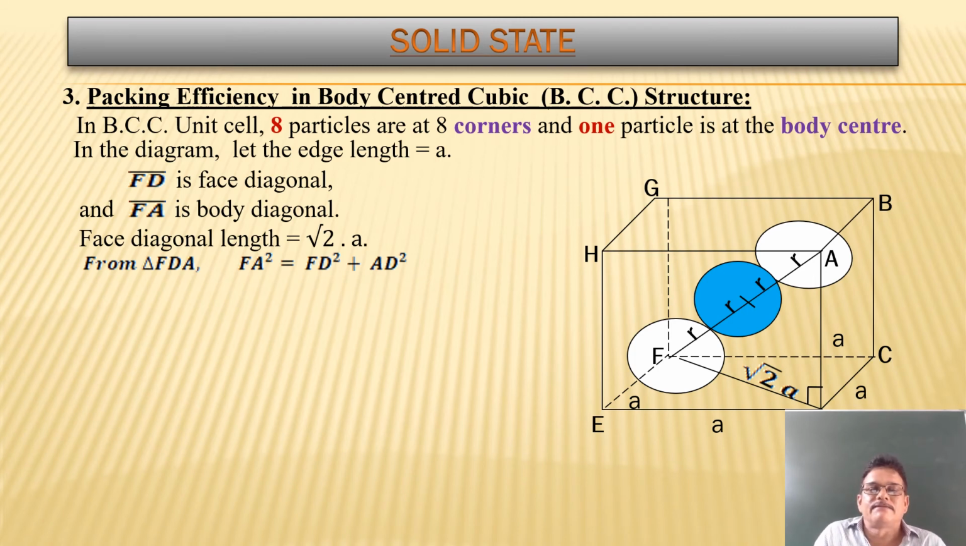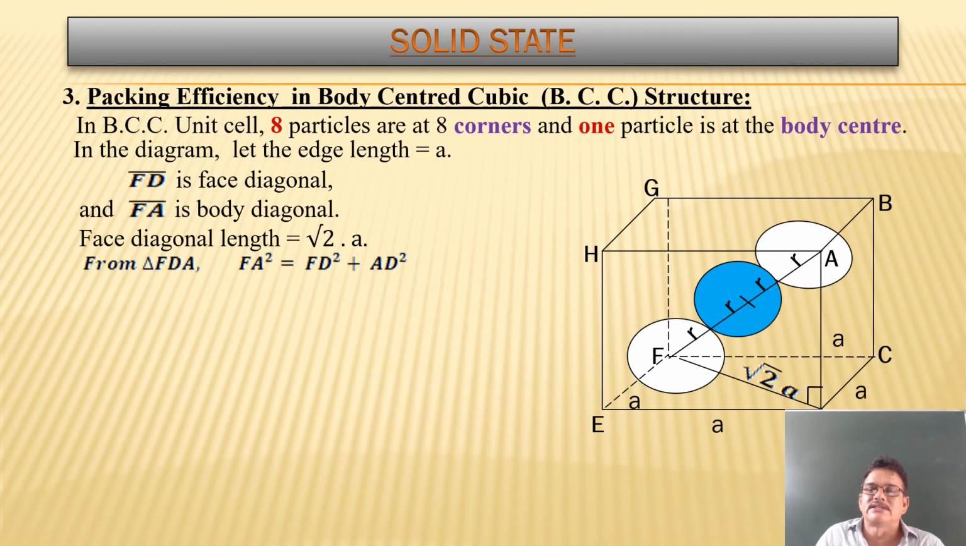Next, triangle FDA. Triangle FDA is a right angle triangle. As it is a right angle triangle, we can apply Pythagoras theorem. Hypotenuse square is equal to side square plus side square. That is, FA square is equal to FD square, that is one side, and AD square, that is another side.